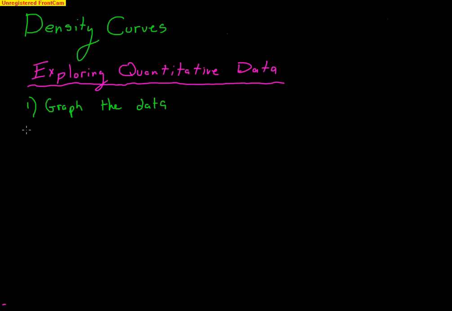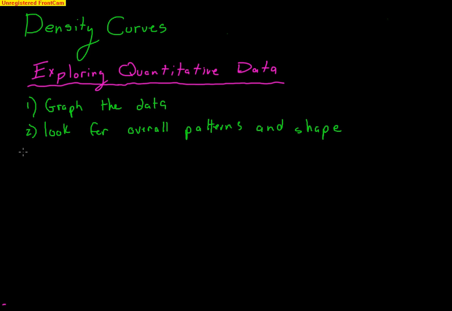The second step is to look for overall patterns and shape. So what do you notice about your data? What do you see in the picture? What does the picture tell you about your data? Does it tell you that your data is clustered to the left, or clustered to the right, or clustered in the center, or spread evenly throughout, or clumped in one area and spread throughout the rest? What does the graph tell you about your data? We've learned about that as well.